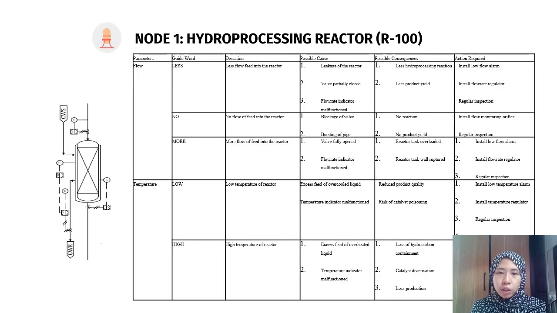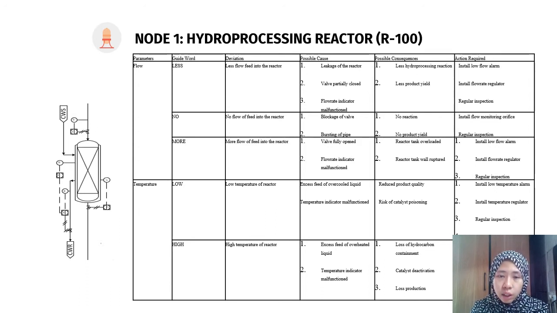For node 1, the hydroprocessing reactor, the parameters are flow and temperature. For less flow of feed into the reactor, the possible causes are leakage of the reactor, valve partially closed, or flow rate indicator malfunction. The consequence will be less hydroprocessing reaction and less product yield. The action required is to install a low flow alarm, install a flow rate regulator, and do regular inspection.